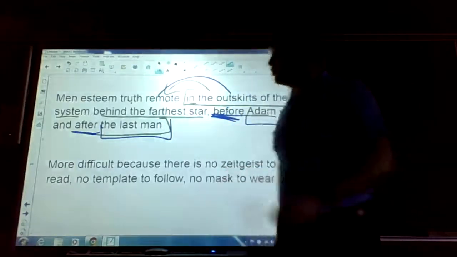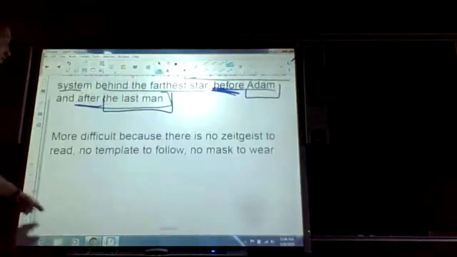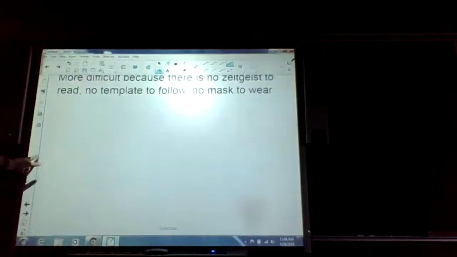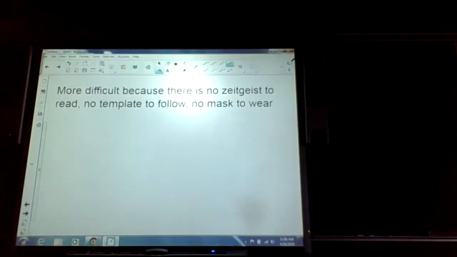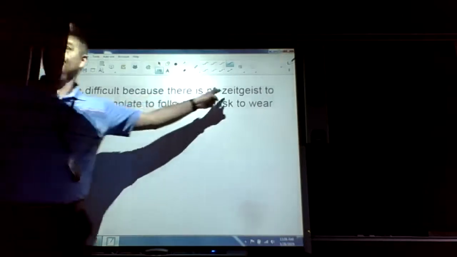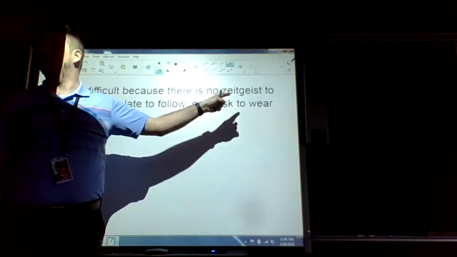You help me with the second sentence. Where do you see the parallelism? "More difficult because there is no zeitgeist to read, no template to follow, no mask to wear." You don't need to know any definition to be able to identify the parallelism. Zeitgeist is a word we don't know the definition of.